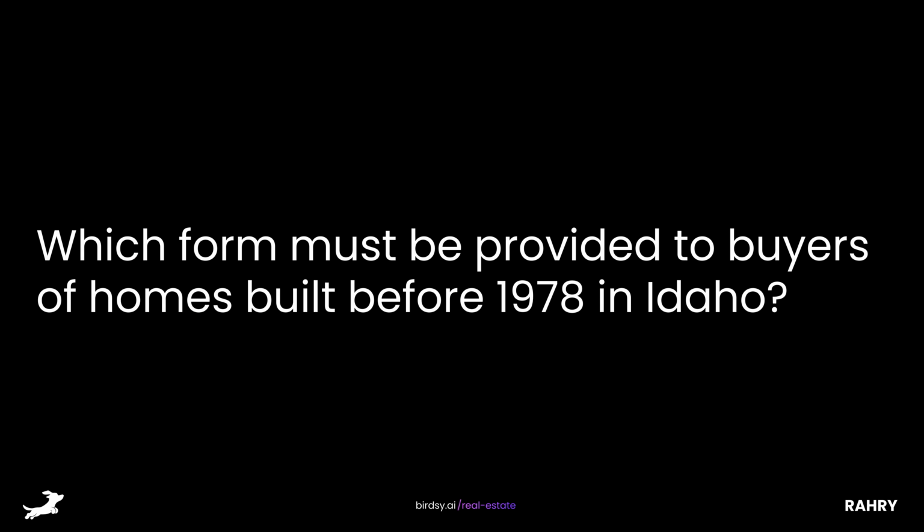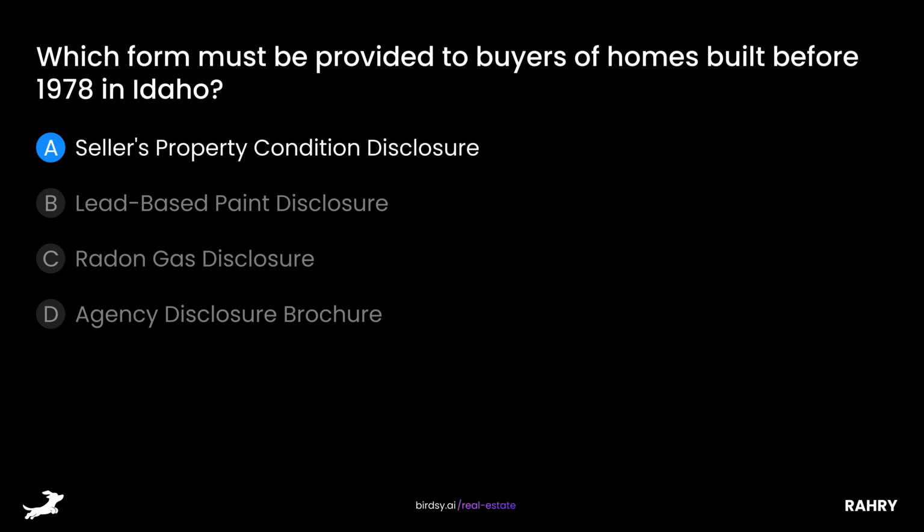Which form must be provided to buyers of homes built before 1978 in Idaho? Is it A, seller's property condition disclosure, B, lead-based paint disclosure, C, radon gas disclosure, or D, agency disclosure brochure? The answer is B, lead-based paint disclosure.